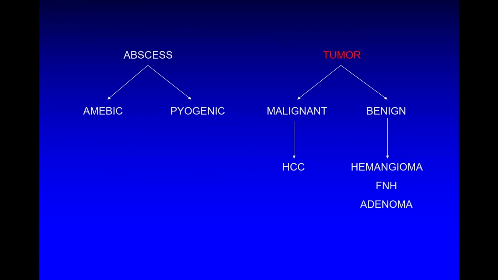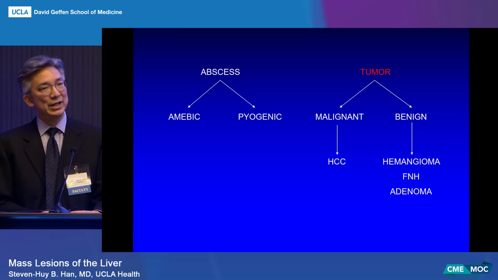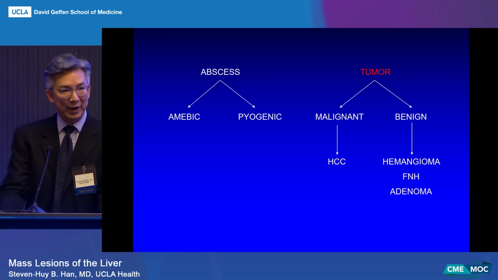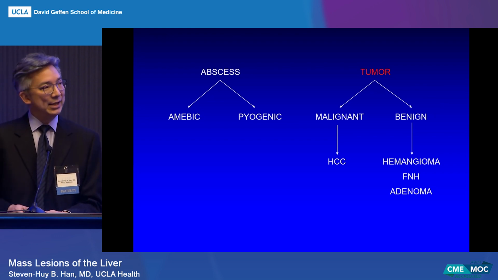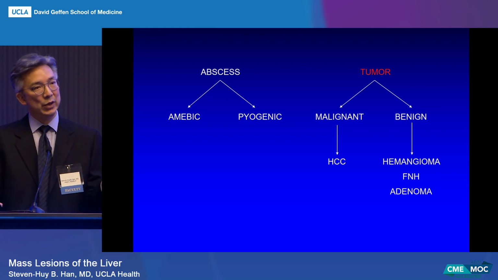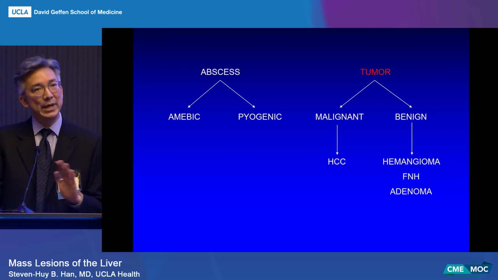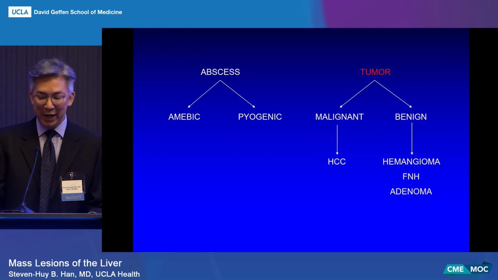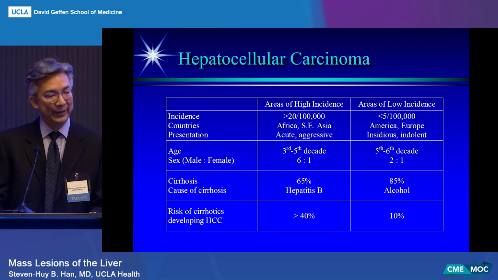So if you've decided you don't have an abscess because the patient is just not acting like an infected patient, then you're likely dealing with a tumor. And then the next issue you have to decide is, well, is this a malignant tumor? And in most cases, we're talking about HCC, liver cancer, or is it one of the benign tumors of a hemangioma, a focal nodular hyperplasia, or an adenoma?